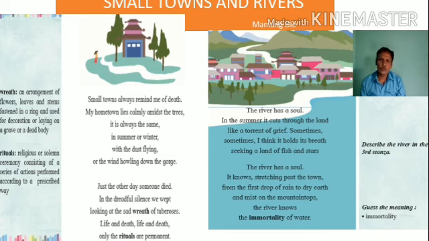The river has a soul. It knows, stretching past the town, from the first drop of rain to dry earth, the mist of mountain tops. The river knows the immortality of water. In this stanza also, the poetess has used the ideology of pantheism, whereby in each and every object of nature, the existence of God is there.